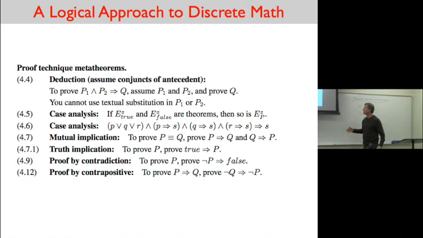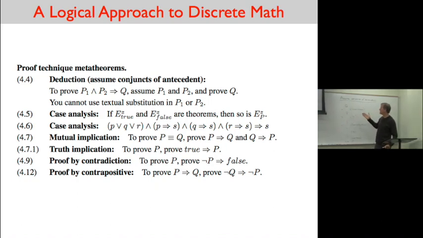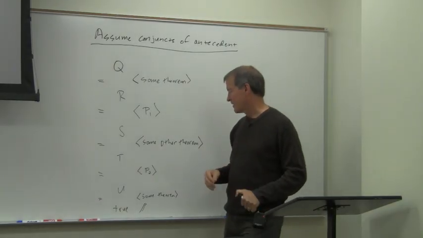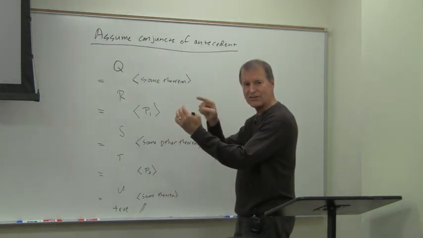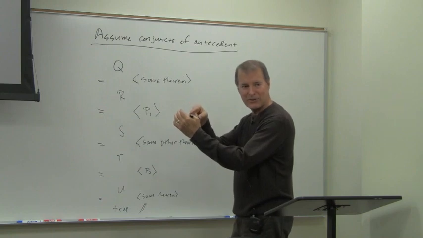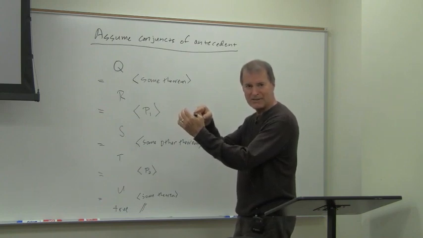Because what we're saying is, we're trying to prove that P1 and P2 implies Q. Well, what we're saying is, if P1 is true and P2 is true, then Q is true, right? So you can use these as if they were little theorems, but you've got to be careful. Nobody ever makes this mistake, but that's probably why I failed to put that little statement in there earlier. But you can't take one of the conjuncts and do textual substitution in it like you can a regular theorem. Do you see what I mean?